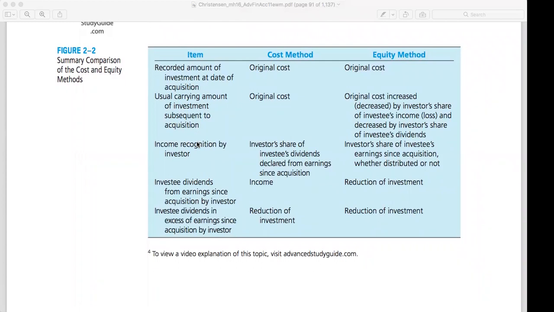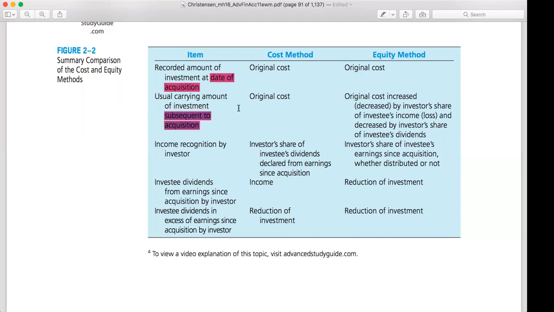So at this part, there is an item and how to record it. Okay, so when there is a recorded amount of investment at the date of acquisition, the cost method will use the original cost, and the equity method also complies with original cost, and the carrying amount of investment subsequent to acquisition. So this is the one that you have highlighted, right?